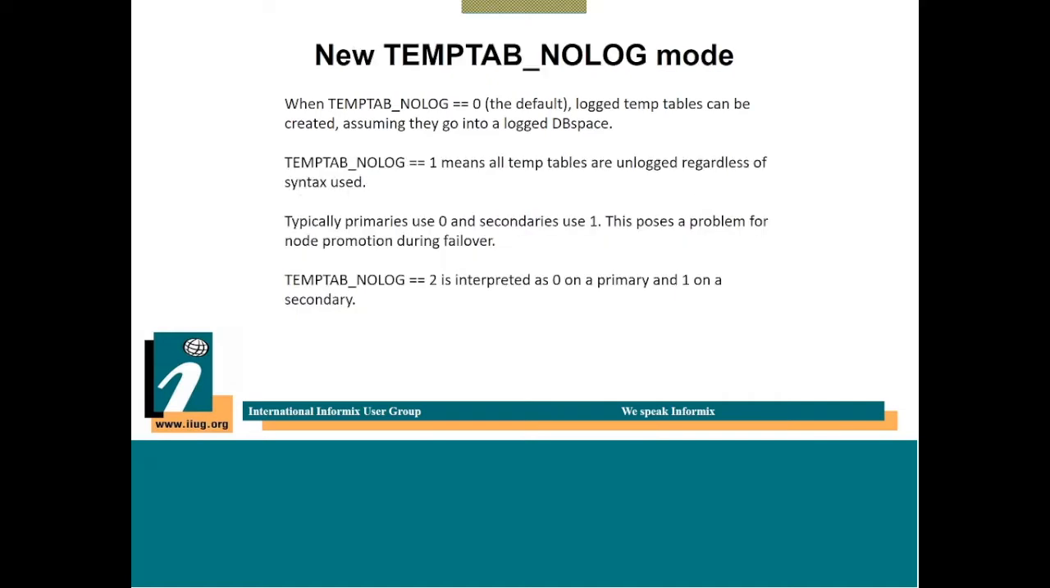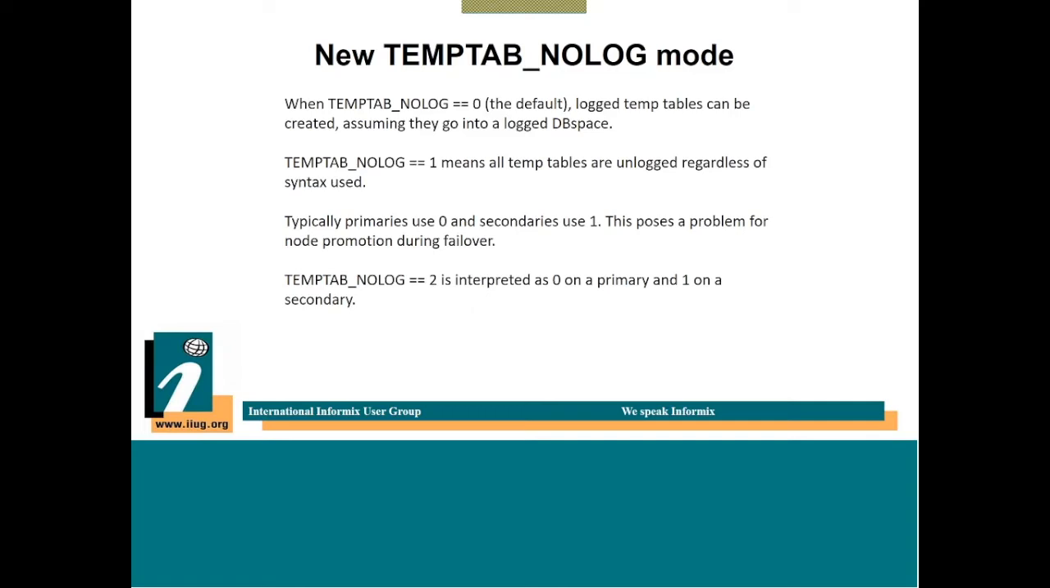TEMPTAB_NOLOG. This was a Prudential issue, I think. If you set TEMPTAB_NOLOG to 1, that means that we will append with no log syntax to any create temp table or select into temp statement that you run, which means that we'll favor temporary dbspaces if they're in DBSPACETEMP. We'll try to send those tables there. But if there's only normal logged dbspaces in DBSPACETEMP, we will create the no log table there, but we won't log any of the DML that's done on it.